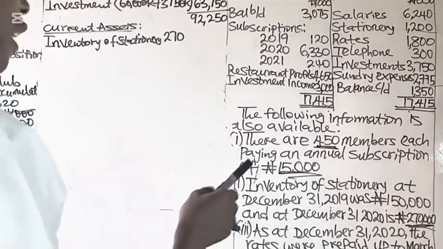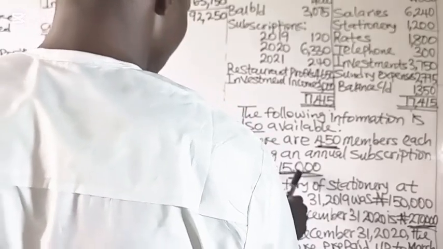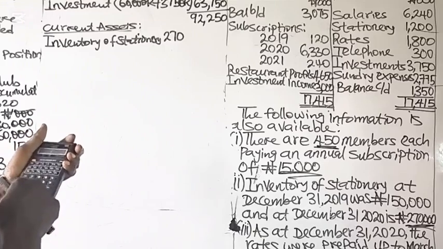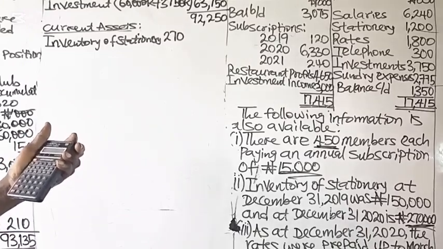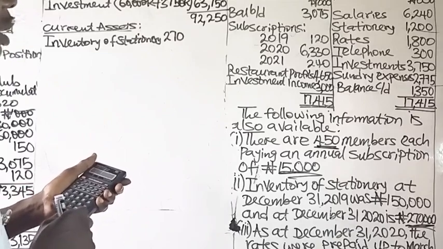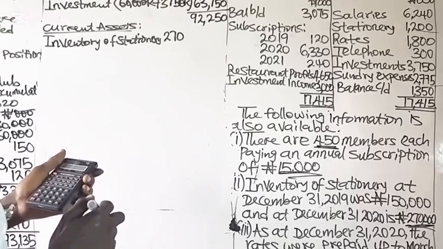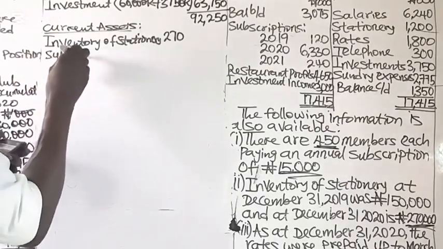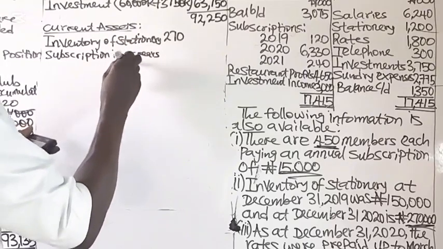Now, there are 450 members, each paying an annual subscription of 15 million. So if you check the working one, remember we said the subscription that is supposed to be received in the year is 6,750,000. We said the amount received in the year is 6,330,000. That means 420 million was accrued or in arrears. So we have subscription in arrears. This was obtained from working one.